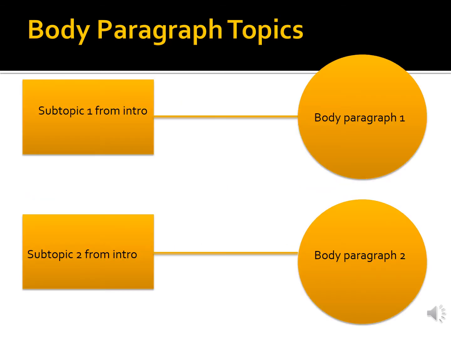This diagram just shows you how your subtopics get translated into body paragraphs. So every time you have a subtopic in your introduction, whatever your first subtopic is that you mention always gets translated into body paragraph 1. Whatever your second subtopic is, that always gets translated into body paragraph 2. So each subtopic that's mentioned in the introduction gets its own paragraph in the body section.